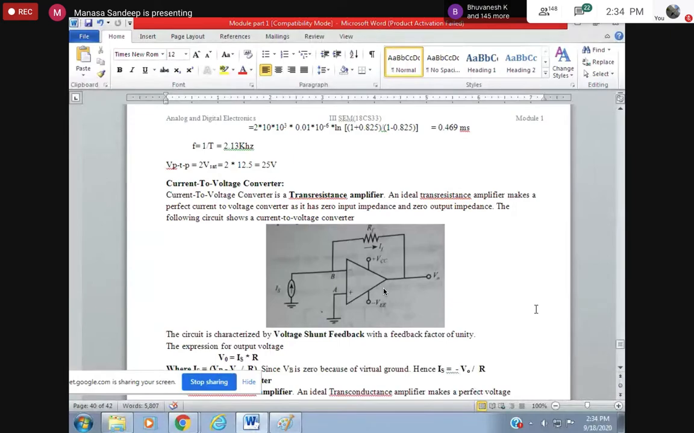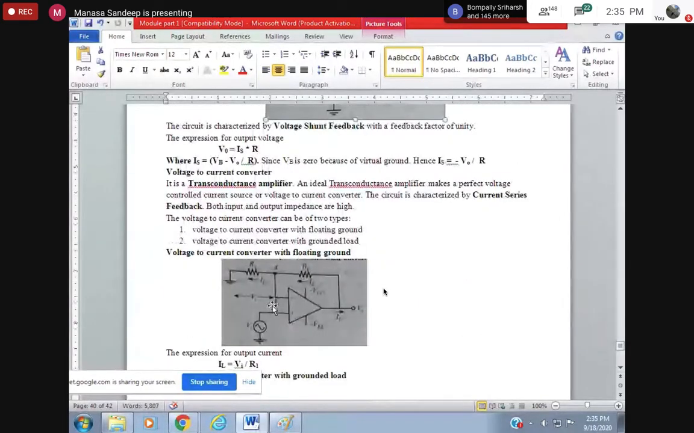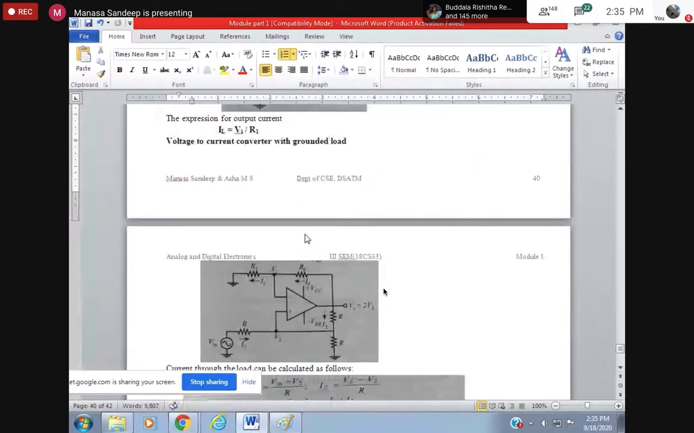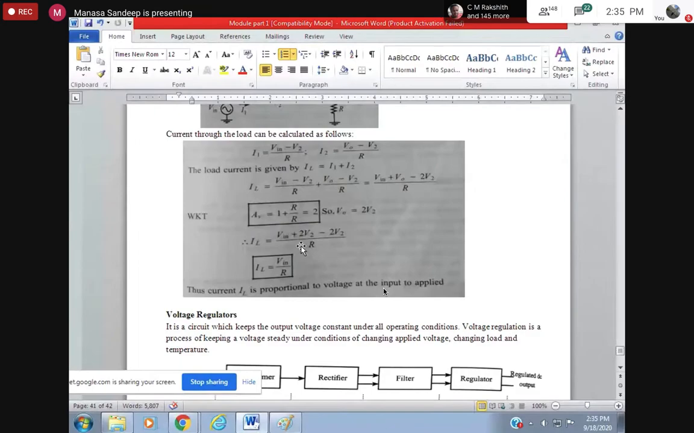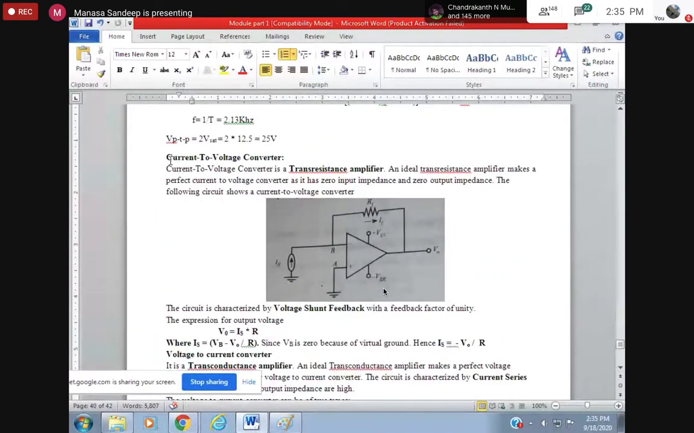The next topic is current to voltage converter, and the next application is voltage to current converter. This is also for 3 to 4 marks, so most of the time they have asked it. What do you have here in the current to voltage converter? By using the op amp you can perform this. If the input applied is current, then the output you get is voltage. This conversion you can easily do by using this op amp.